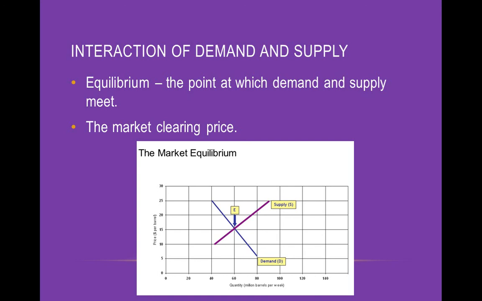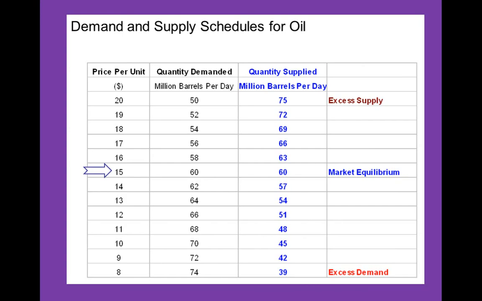So in a market, whatever format that might take, we're looking at the interaction between demand and supply. We're looking for the equilibrium, the point at which demand and supply meet. So on this diagram you can see it's labelled with an E. And this is also known as the market clearing price, because at any price other than this point there will be either excess supply or excess demand.